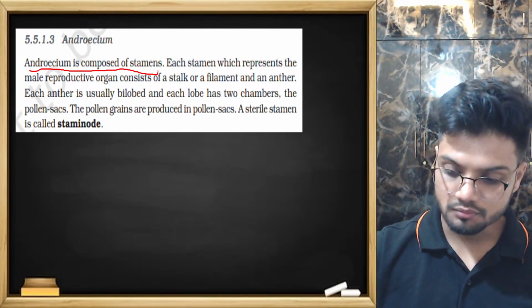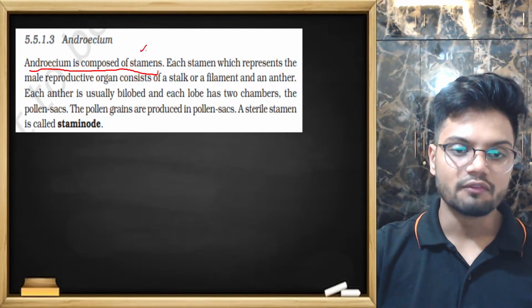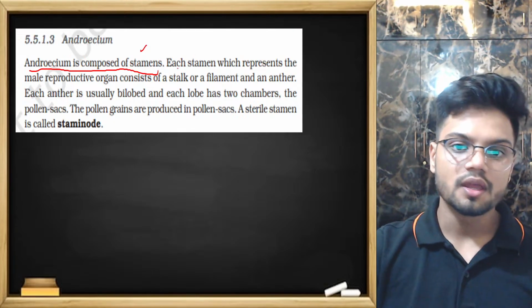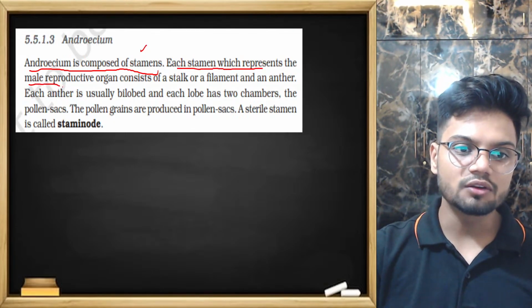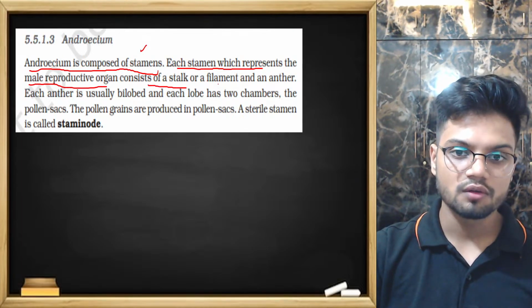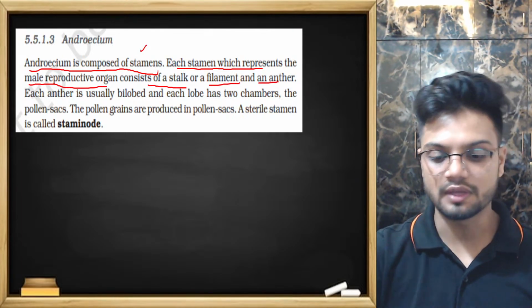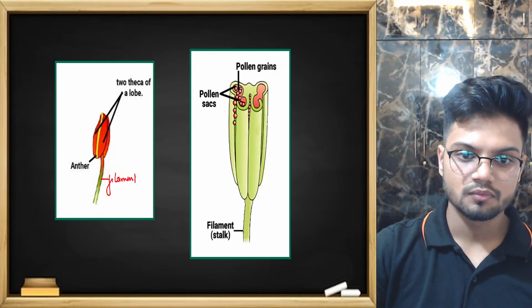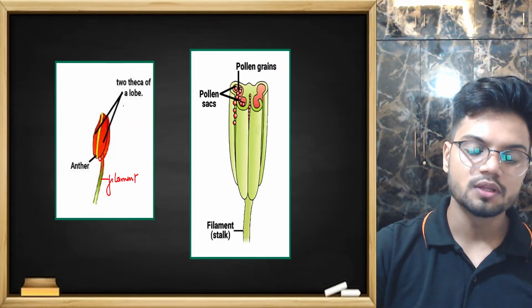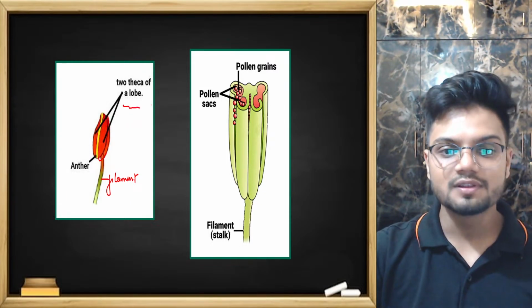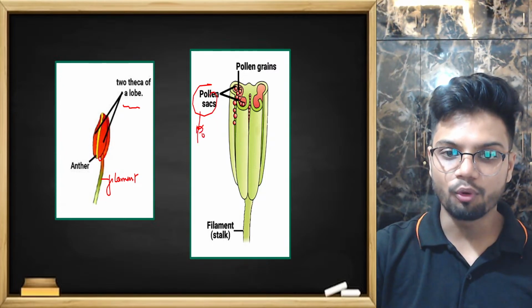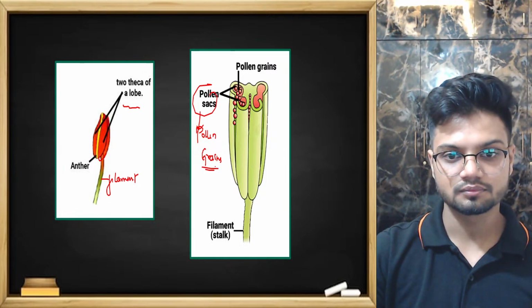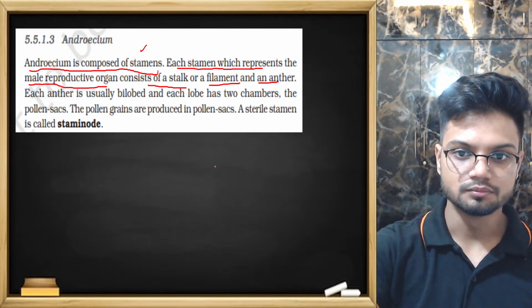That'll come later on. Now, androecium is composed of stamens. When many stamens come together, that becomes an androecium. Each stamen represents the male reproductive organ, consisting of a stalk or filament and an anther. We have a stalk, that is the filament here. We have the anther, in which there are two lobes. That's called a bilobed structure, which has the pollen sacs from where pollen grains are released.